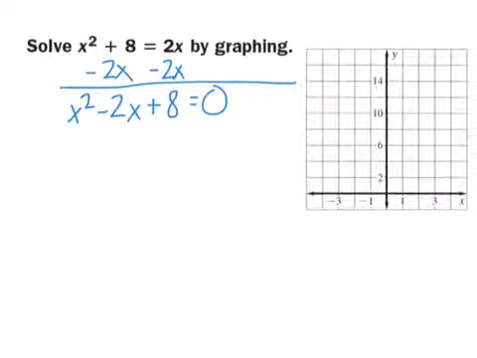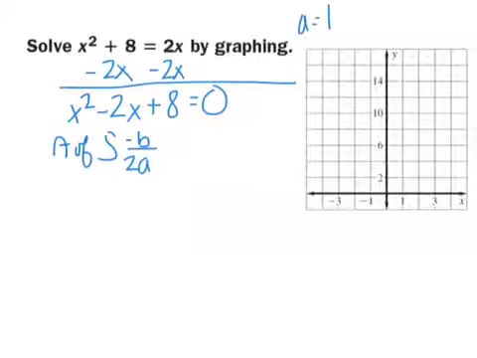Okay, so to graph this, I need to look at my equation. I see that there's that middle term, so I'm going to use that same method I just did. My axis of symmetry is negative b over 2a. So let's identify our parts. My a term is 1. My b term is negative 2. And my c term is 8.